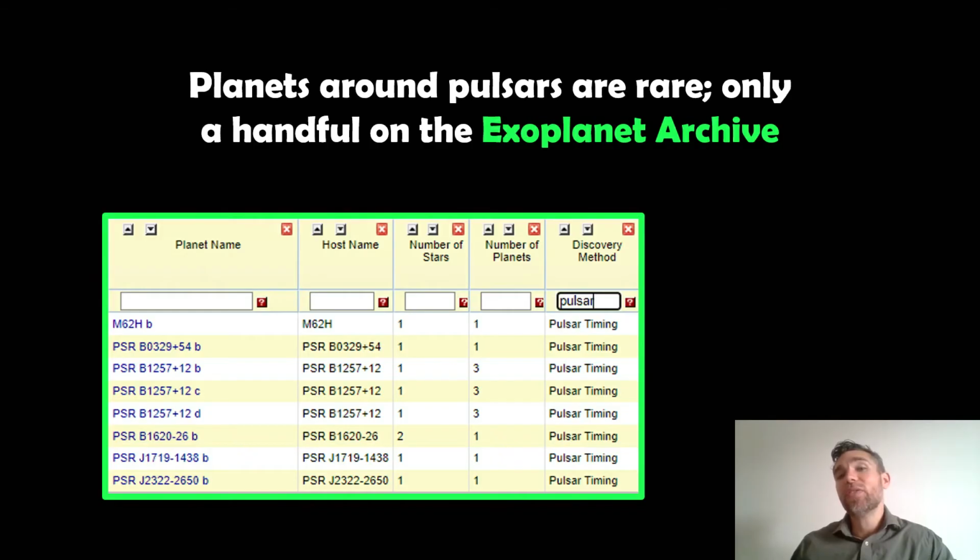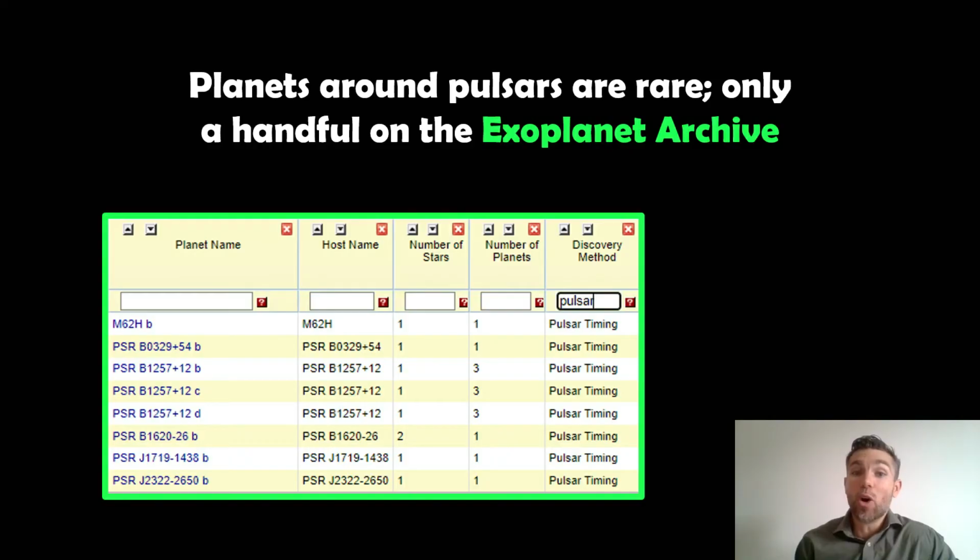Pulsars form from massive stars. Massive stars struggle to form planets because they just have unstable disks and things like that. So you don't typically find planets easily forming around massive stars. And even if you do, it has to go through the supernova, and any planets that are there, you would likely lose during that process. So planets that are orbiting pulsars quite likely formed after the star had already ended its main sequence life.